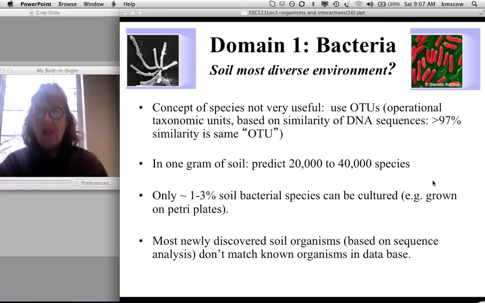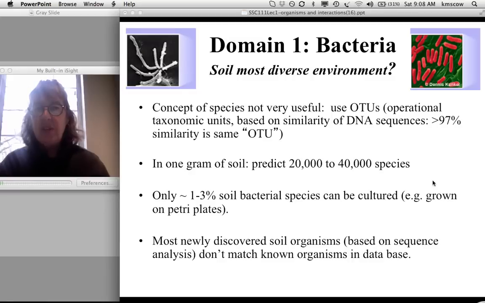Here's another issue, though, that you probably touched upon in your lab. Only 1 to 3 to 5%, I mean, we don't know the exact number, of species in soil, or OTUs, can be cultured, can be grown on plates, because Petri plates are just not the answer for a lot of organisms in terms of how they want to live. And because of that, it's this problem that I just talked about before. There's a lot of unknown organisms out there.